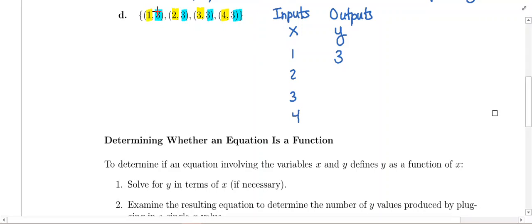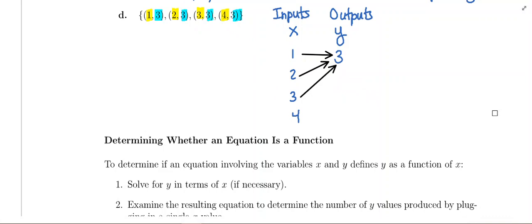So for the first ordered pair, 1, 3, we need to draw an arrow from 1 to 3. And then we need to draw the next ordered pair in. So 2, 3, we're going to draw from 2 to 3. And then we're going to draw from 3 to 3 to represent the ordered pair 3, 3. And then lastly, to represent 4, 3, we're going to draw from the input of 4 to the output of 3. So this is what your arrow diagram looks like.